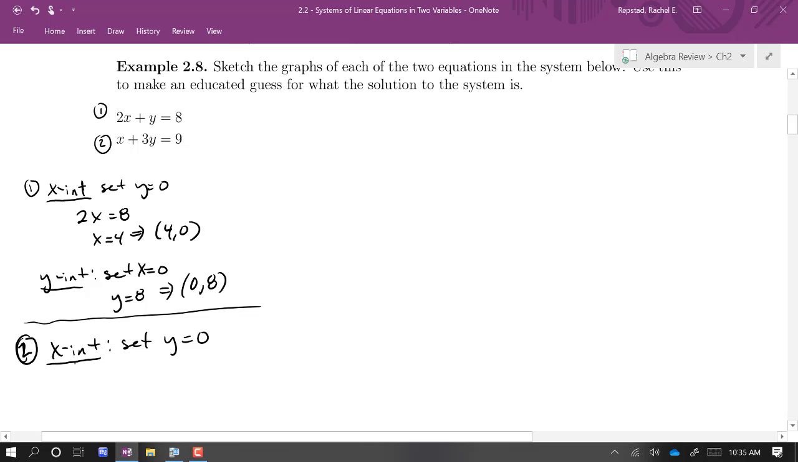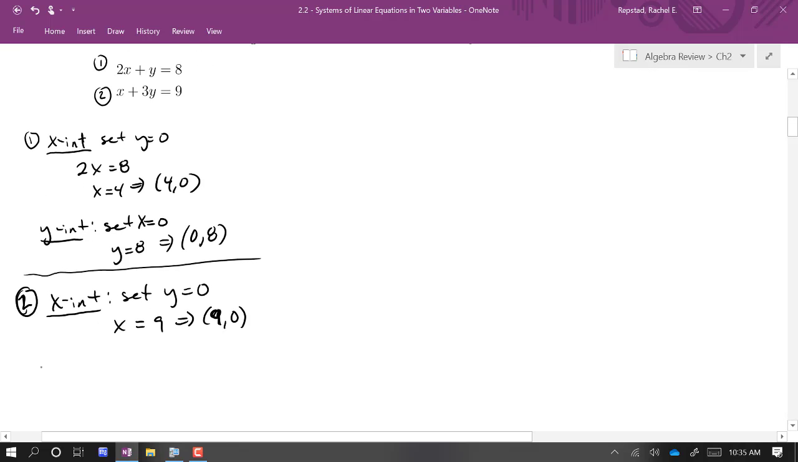And if I set y equal to 0, that gives us the equation x equals 9, and so (9, 0) is the x-intercept. And for the y-intercept, we'll set x equal to 0. And if we set x equal to 0 in the second equation, we get the equation 3y equals 9, and dividing both sides by 3 gives us y equals 3. And so that gives us the y-intercept (0, 3).